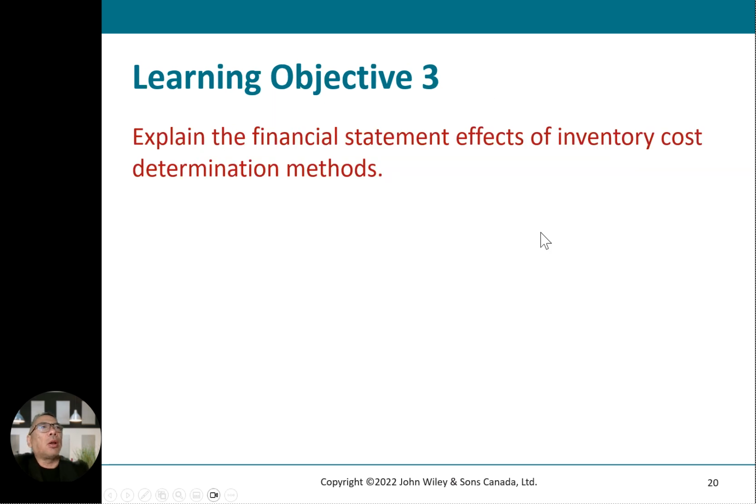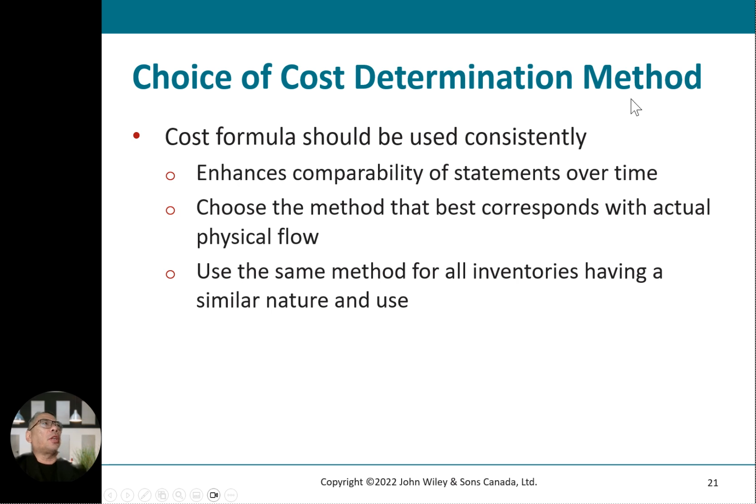So that's the difference in how to calculate the inventory system. Now, learning objective number 3: explain the financial statement effect of inventory cost in the determination method. So how are we going to go about that? The choice of method: cost of flow should be used consistently, to enhance comparative statements over time. Choose the method that best correlates with the actual physical flow. Use the same method for all inventory having similar nature and use, okay?